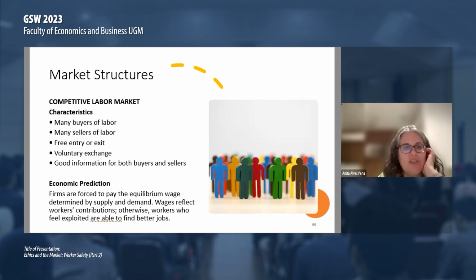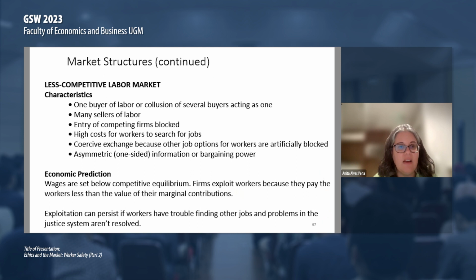In that type of market structure that's competitive, however, if our workers don't like the job and don't like what's occurring there, they're free to leave and look for a different job in the economy, right? So that's a feature of a competitive labor market. In a less competitive labor market, in contrast, we might have one buyer of labor or collusion of several buyers who are acting as one. So we mentioned in the first hour that if we had market power, you might have something like a monopolist, right? If we have one or two firms in a market, we might say an oligopoly.